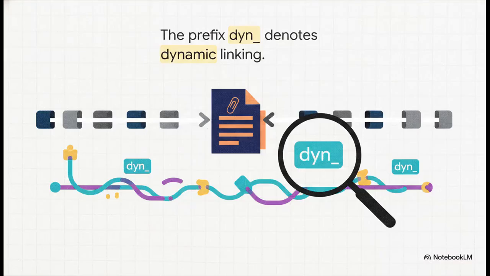But wait, if you looked closely at that massive directory tree from earlier, you probably noticed it's also packed with files starting with the prefix dyn_. So why the duplication? Well, because by default, the Haskell project is actually configured to compile for both static and dynamic linking simultaneously. That dyn_ prefix literally just denotes dynamic.